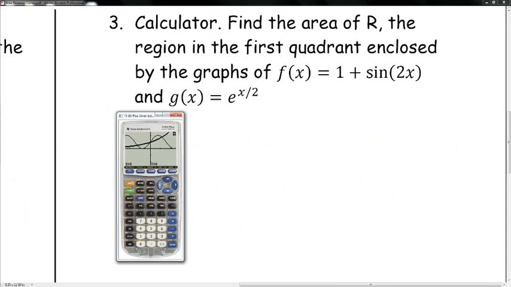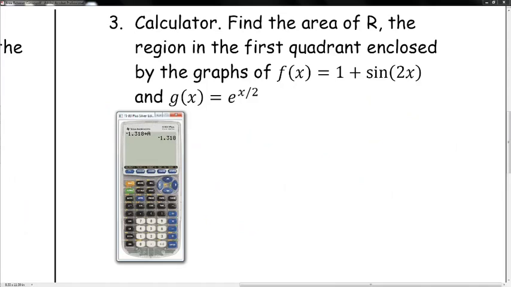So I'm going to do second trace 5, which gives me intersect, and I'm going to go over to the intersection I'm getting close to. It's close enough. There's my first curve, there's my second curve. And my intersection is negative 1.318. So I'm going to do second quit. If you want it rounded, you can. And I'm going to store that into A. So store, which is above the on button, and then alpha A. That way I don't have to remember that number. It's already stored into a letter.